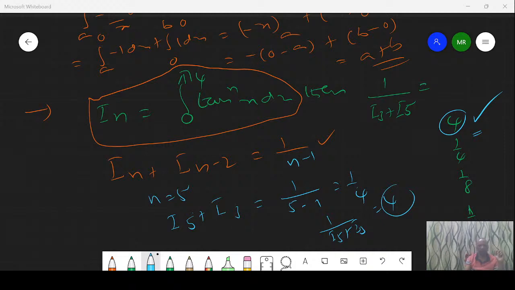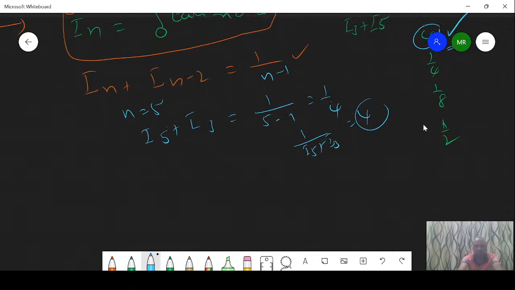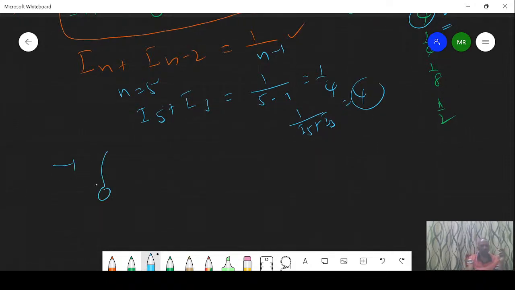Now let us look at another problem. Write the integral from 0 to pi by 2 of secant square x by secant x plus tan x, whole power n, dx, where n is greater than 2.